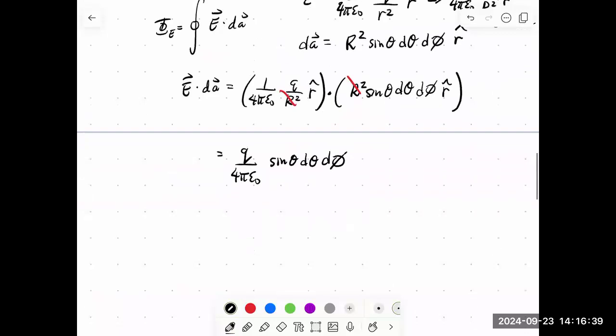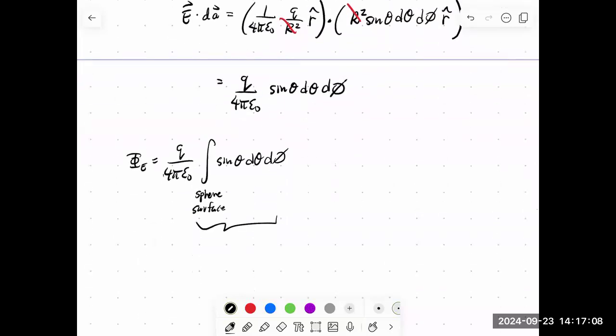So if I want to actually calculate this integral, the electric flux is going to be a bunch of constants, q over 4 pi epsilon naught. And then we'd have the integral of sine theta, d phi over our sphere surface. And that's going to be a factor of 4 pi. Theta would go 0 to pi, so the sine theta integral is going to give a factor of 2. Phi goes from 0 to 2 pi, so we pick up 2 pi from the d phi integral. And so this is 4 pi. And so the final result is just q over epsilon naught.